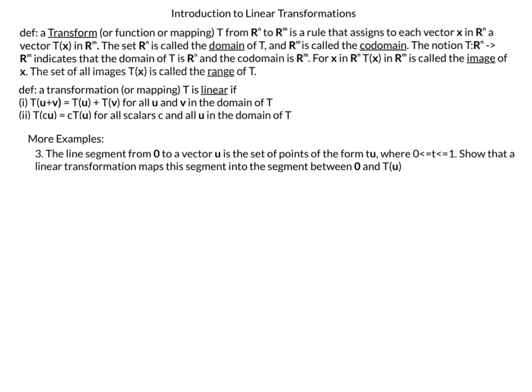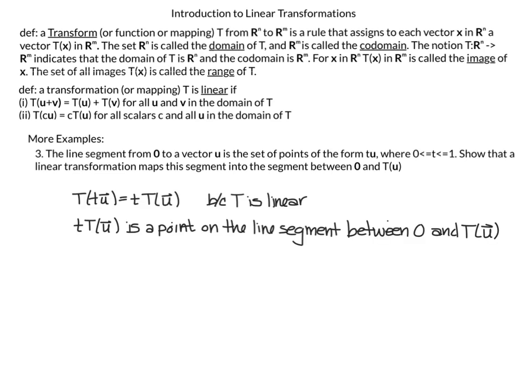And this is the last problem. The line segment from 0 to a vector u is a set of points of the form tu, and we had discussed this when we talked about parameterizing a line, where t goes between 0 and 1. Show that a linear transformation maps this line segment, tu, into the segment between 0 and t times T(u). This is a transformation of u as opposed to little t, which is our parameter.